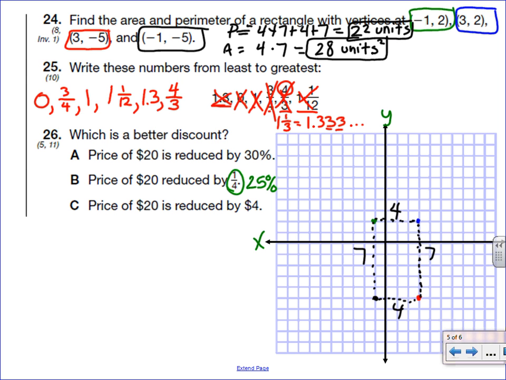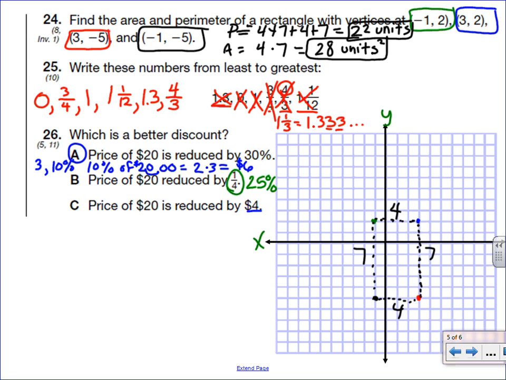Another way that you could do it is to compare the dollar amounts. So 30% of 20 means that we have 3 10%s, and 10% of 20. So if I have $20, I'm going to take that decimal point for 10% and move it one place to the left. So 10% of $20 is 2. And I need 3 of them to get to 30%. So 2 times 3 is $6. So $6 is a better deal than $4.